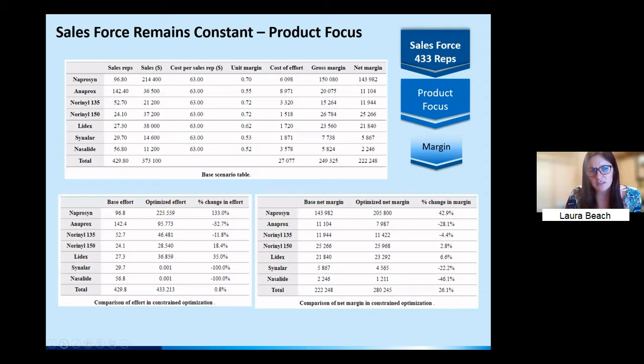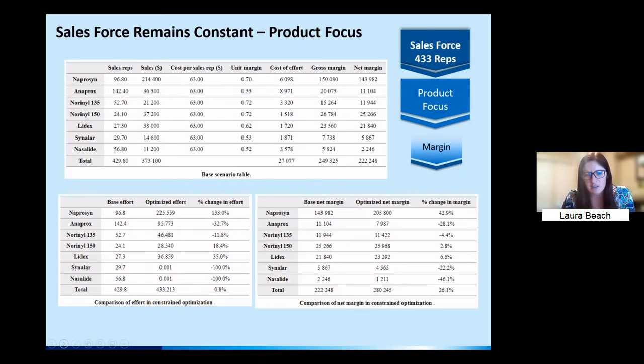When we run the reallocation analysis using the current 433 reps that we have today, without adding additional sales force, you can see that they need to be reallocated to optimize their effort. If we leave it in the base scenario table that you can see, we're not effectively calling on the right products with our specialties to get the most margin that we need. So if we truly optimize the effort, we need to focus our 433 reps across naproxen at 226, 96 for Anaprox, 46 for Norinyl 1+35, 29 for Norinyl 1+50, 37 for Lidex, and none for Synalar and Nasalide.